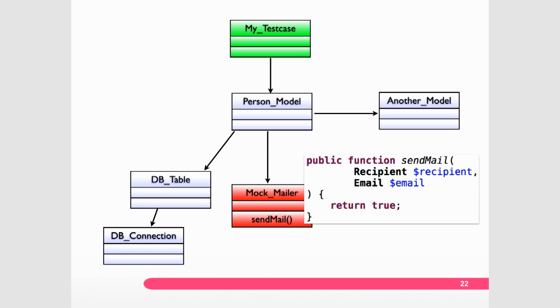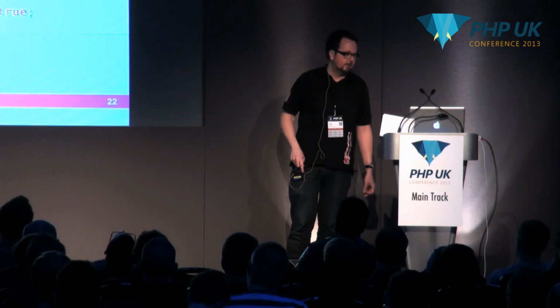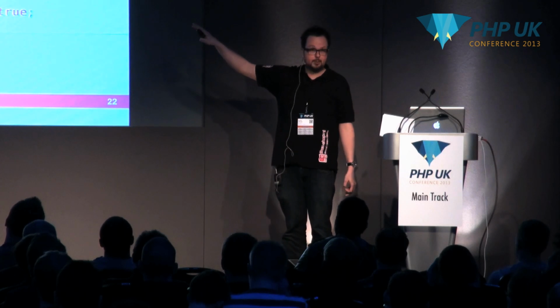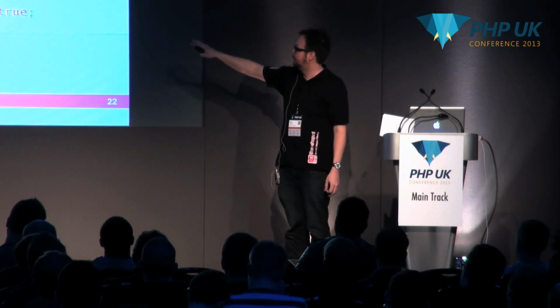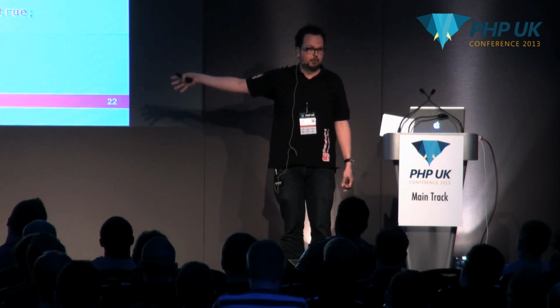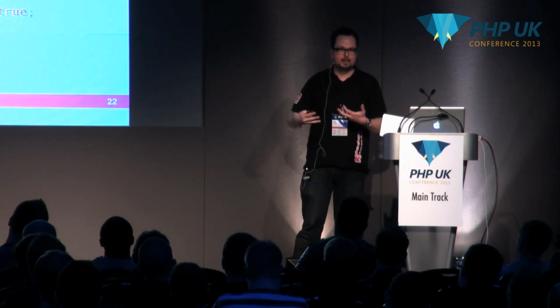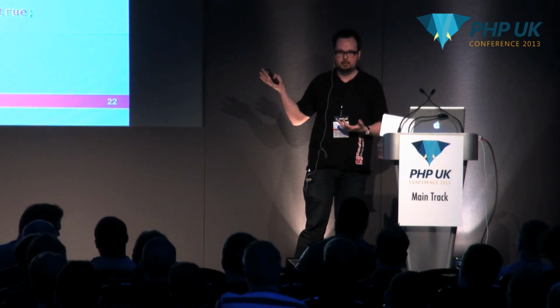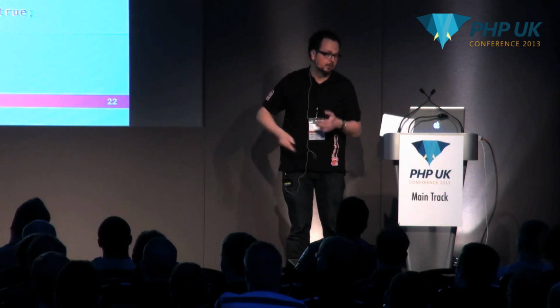We're testing our model and we want to know if our person model is doing what it should be doing. And in this case, we can say, does the person model respond in the right way if the mailer's sendMail function returns true? It's a given. And maybe in another test, we want to check, does it respond well as well if it returns false?